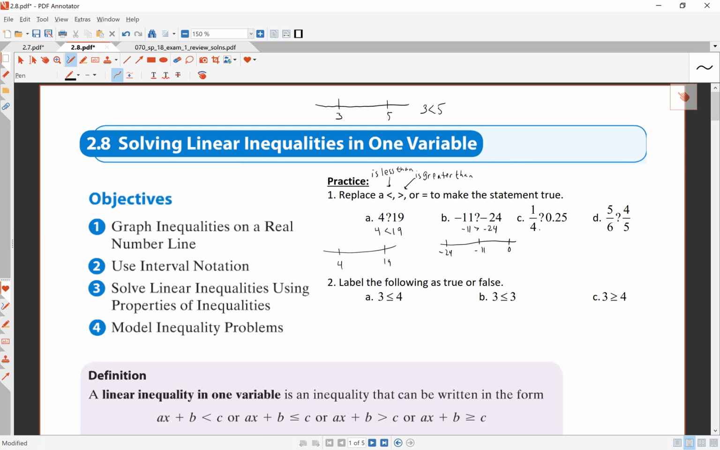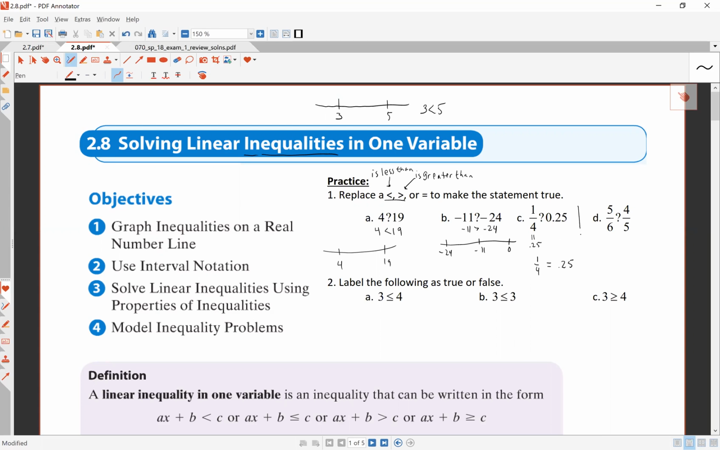In letter C, we have 1/4 and 0.25. Well, we know that 1/4 is 0.25. So we would say that these two are equal to each other. The first two symbols are what we call inequality, and the equation is what we call equality.